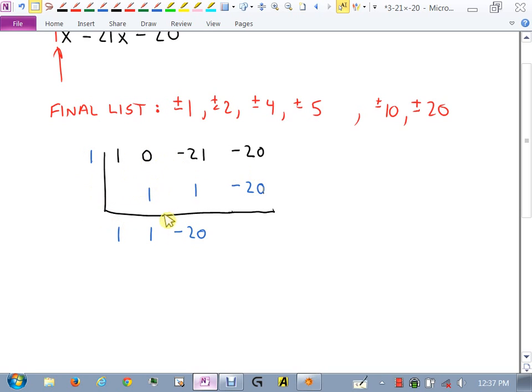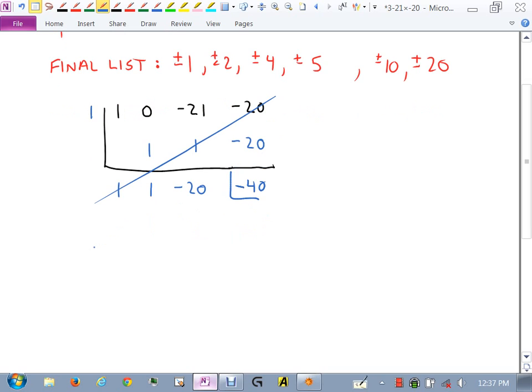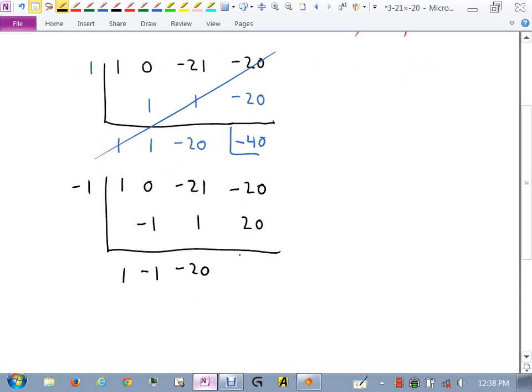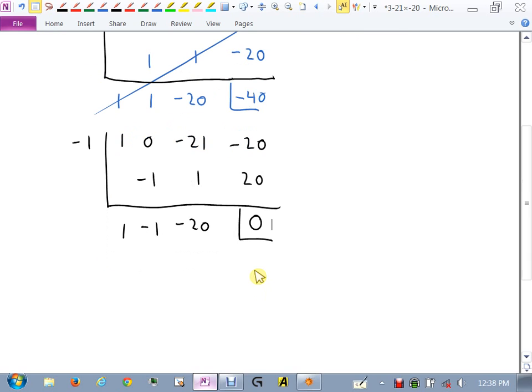1, multiply 1, add down 1, multiply 1. Negative 20 times 1 is negative 20. Negative 20 added to negative 20 is negative 40. And that doesn't work. Try negative 1. So 1 comes down, multiply negative 1, add down negative 1, multiply 1, negative 20, multiply 20, remainder 0. So if you feel that level of joy, that's fine with me.